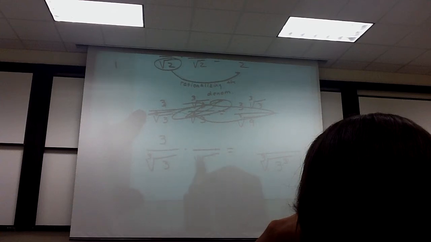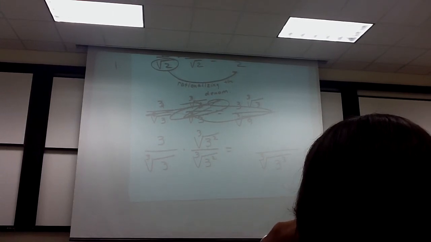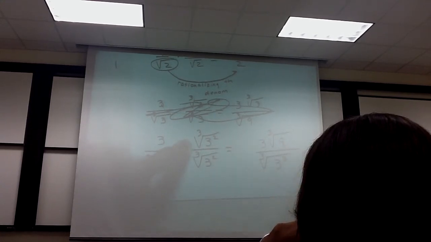2 more 3s. I got 1 3. I need 3 3s. I need 2 more. And you can say it 3 squared or 9, take your choice. And so on the top, I have 3 times cube root of 9.